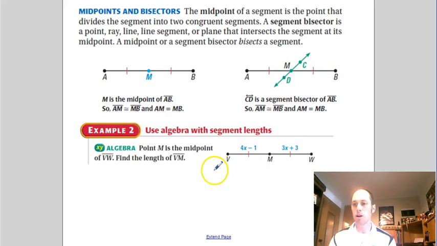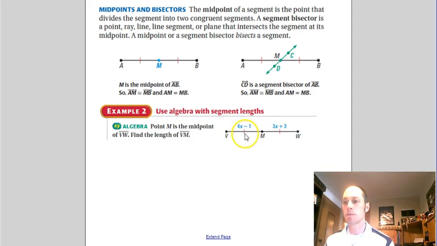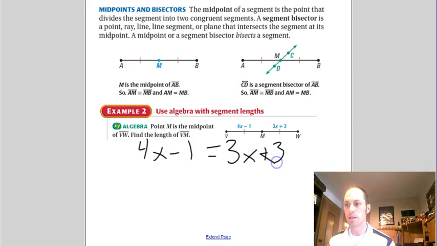So we can apply what we know about segment bisectors or midpoints in order to help us find segment lengths. So if M is the midpoint of VW, we want to find the length of VM. Well, if M is the midpoint, it means this segment, VM, is congruent to segment MW. So if these segments are equal, let's make their lengths equal to each other. So we've got 4x minus 1 equal to 3x plus 3.